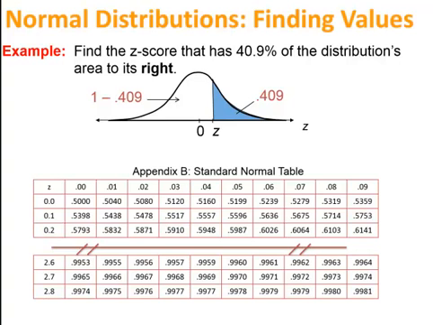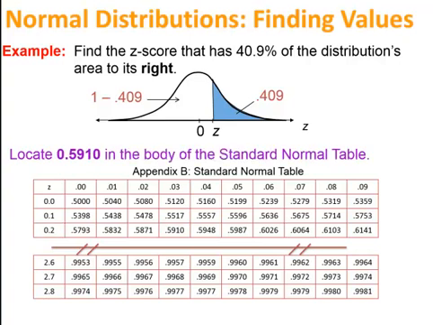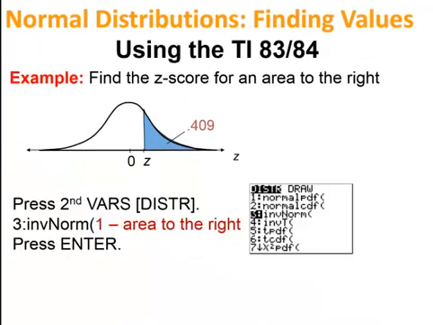So to find that area, I would do 1 minus the 0.4090, and I would find the area to be 0.5910. And then you would need to look this up in the body of the table and connect it with the corresponding z-score. So in this case, you would end up with the z-score of 0.23.